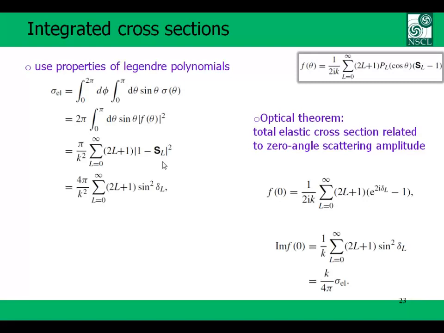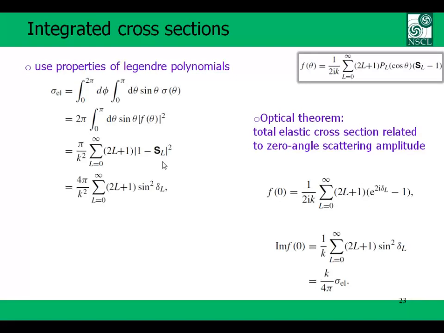I didn't put an additional step here that is just working out the real and imaginary part of that e to the 2 i delta, but I'm sure you can do that. And come to the conclusion that the imaginary part of the zero angle scattering amplitude relates directly to the elastic scattering.